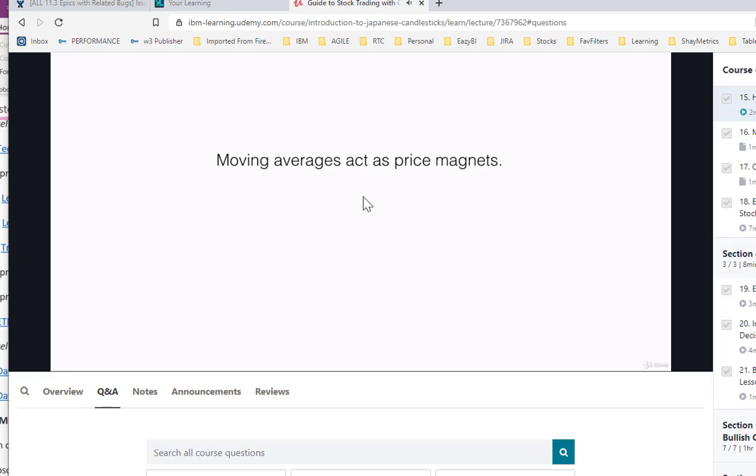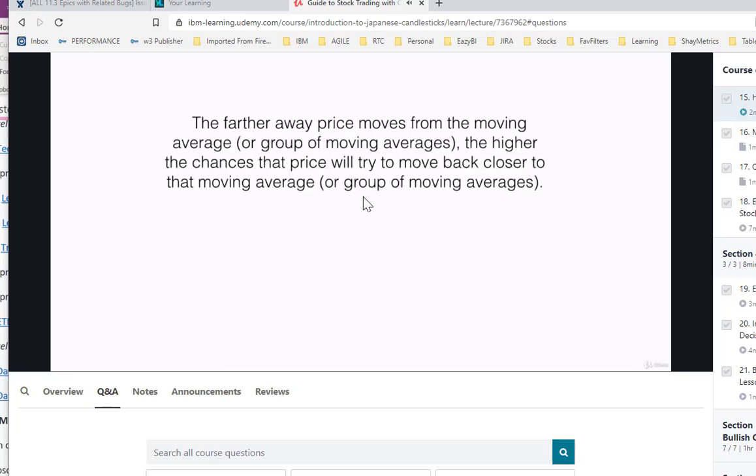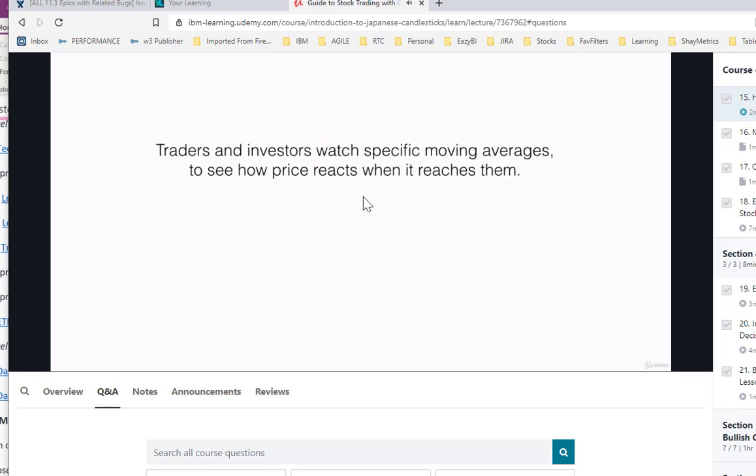Moving averages act as price magnets. The farther away price moves from the moving average, or a group of moving averages, the higher the chances that price will try to move back closer to that moving average or group of moving averages. Traders and investors watch specific moving averages to see how price reacts when it reaches them.